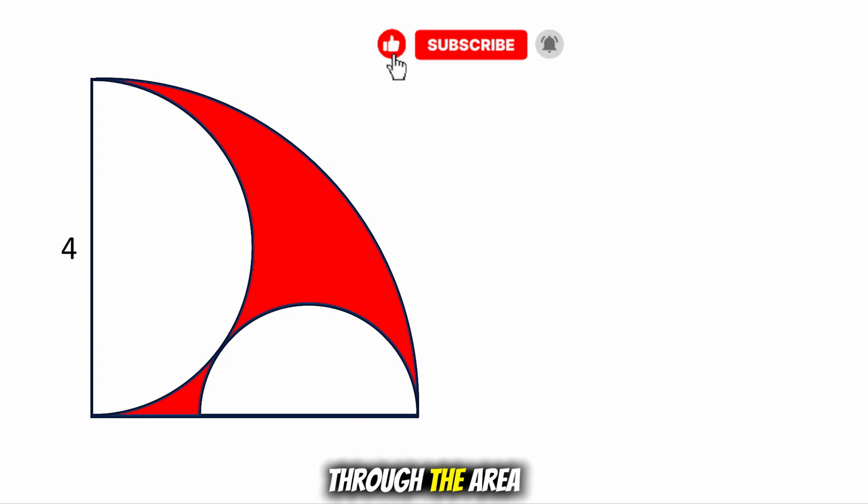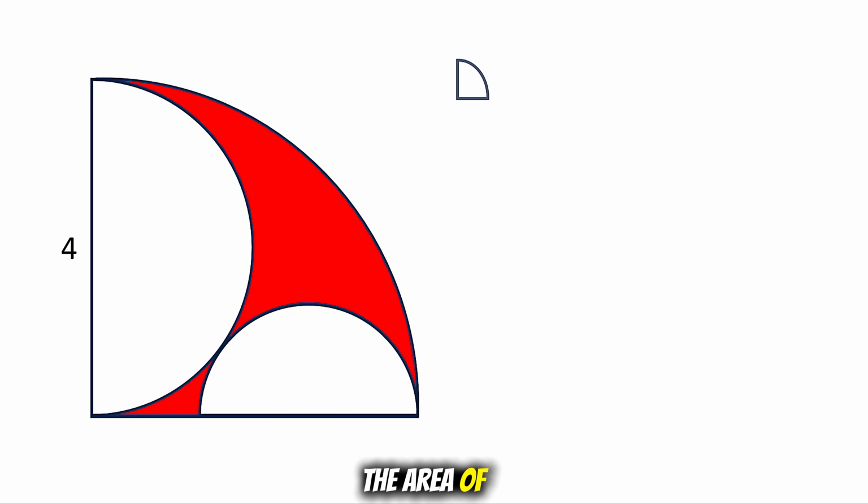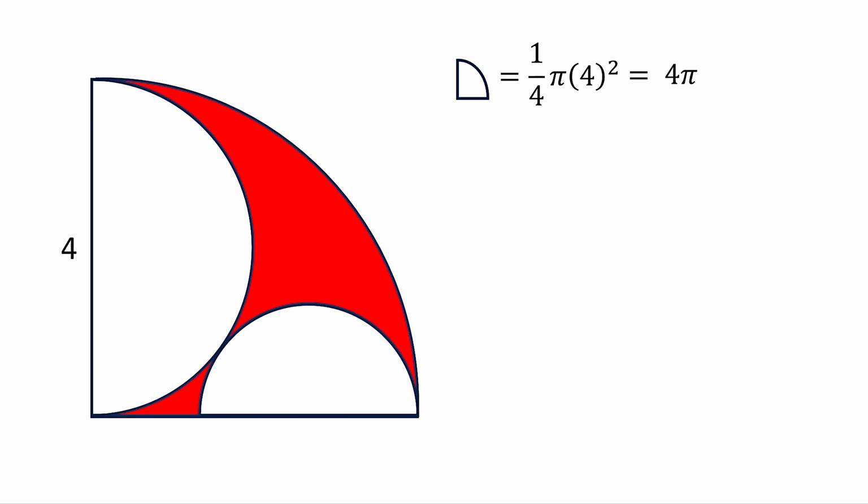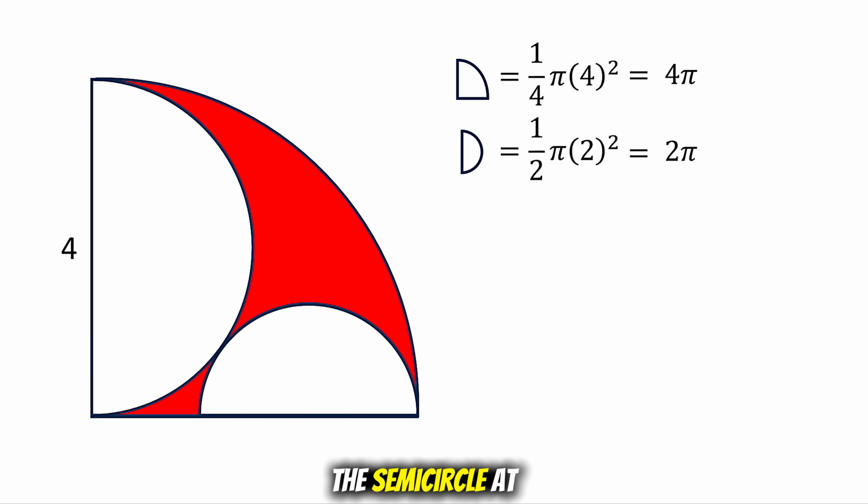Alright, let's work through the areas step by step. The area of the quarter circle is 1/4 times pi times 4 squared. That simplifies to 4 pi. Now look at the semicircle at the bottom. Its radius is 2. The area is 1/2 times pi times 2 squared, which equals 2 pi.